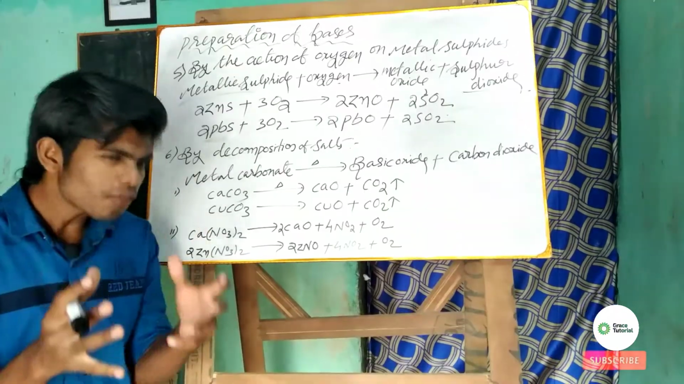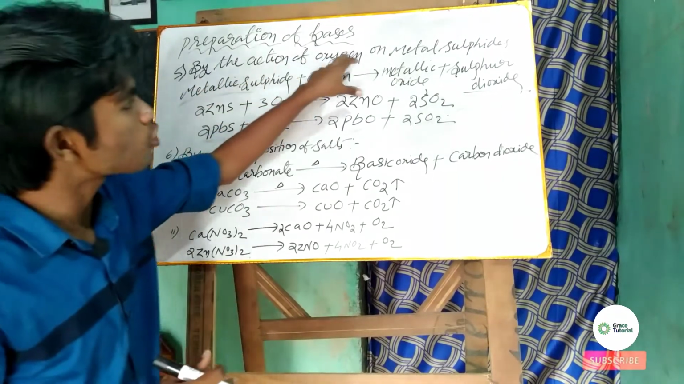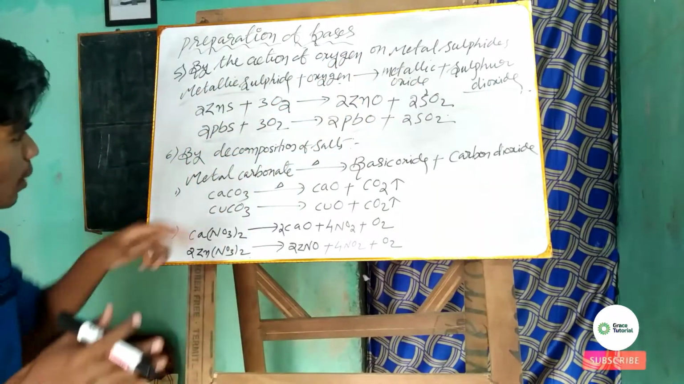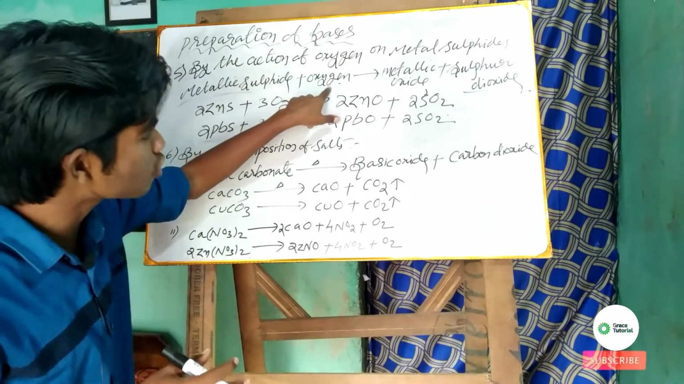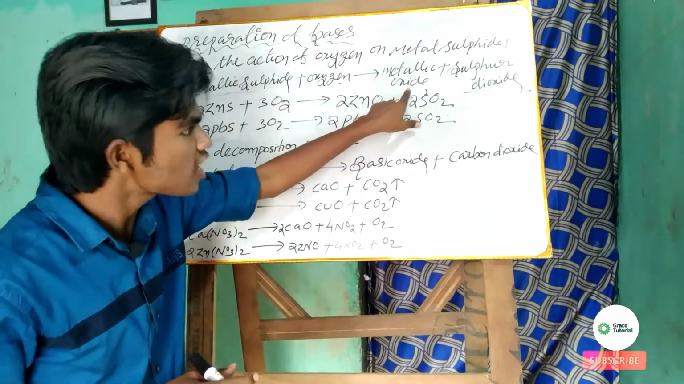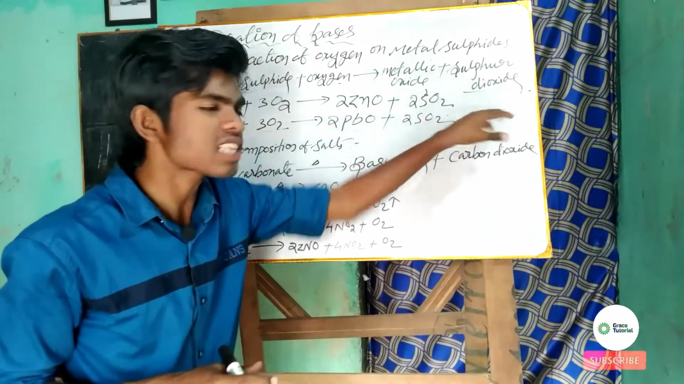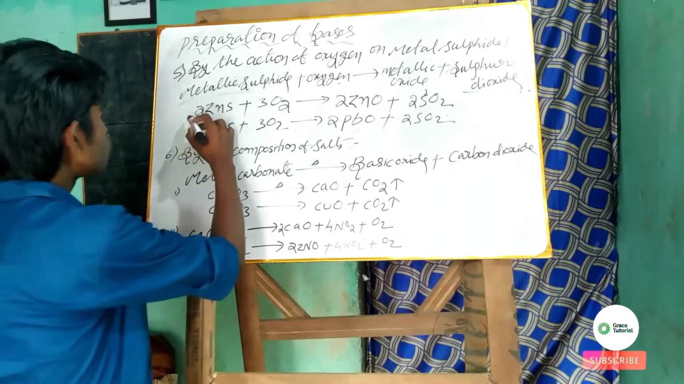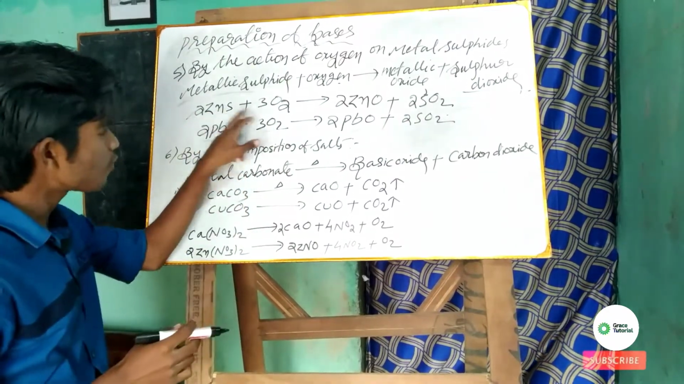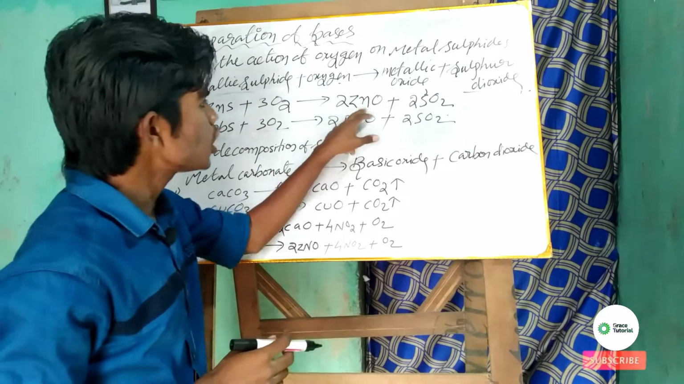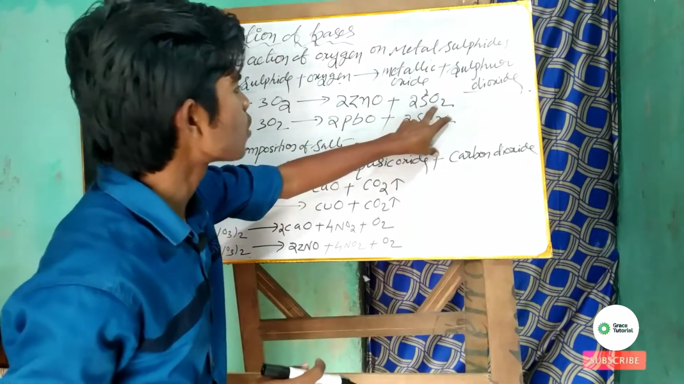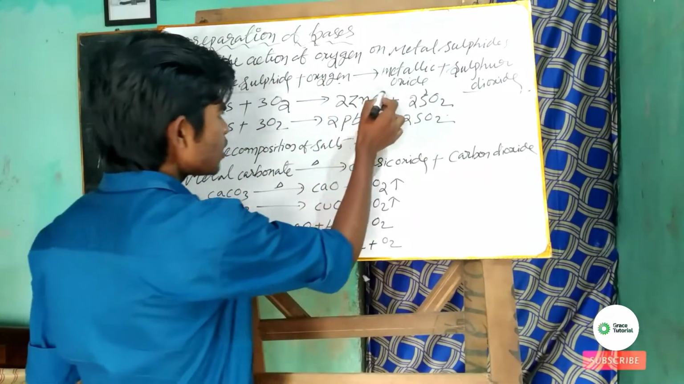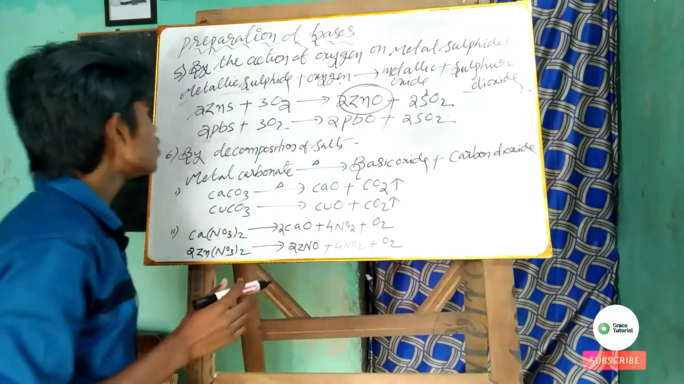Now we will look at the fifth method, by the action of oxygen on metal sulfides. That means when the metallic sulfide reacts with oxygen, what happens? The metallic oxide is formed with the evolution of sulfur dioxide gas. Well, we have zinc sulfide. Whenever zinc sulfide reacts with oxygen, then zinc oxide is obtained with the evolution of sulfur dioxide gas. Now we'll look at how this zinc oxide is obtained.